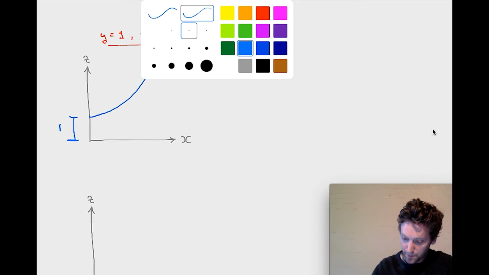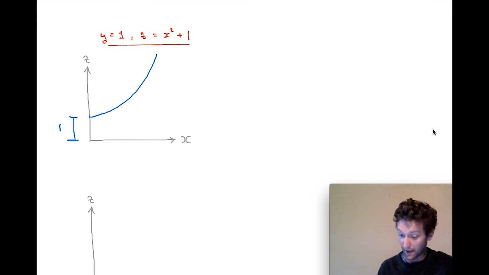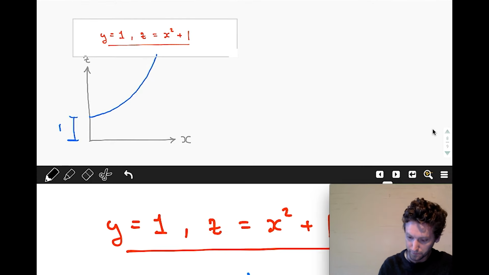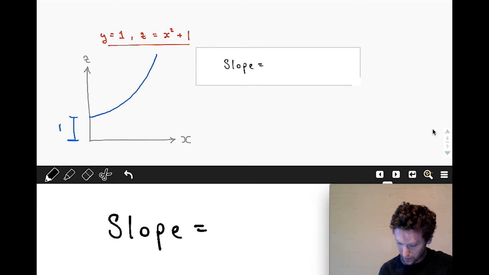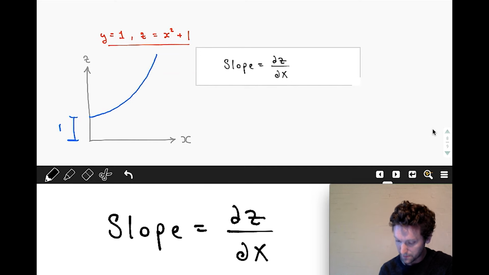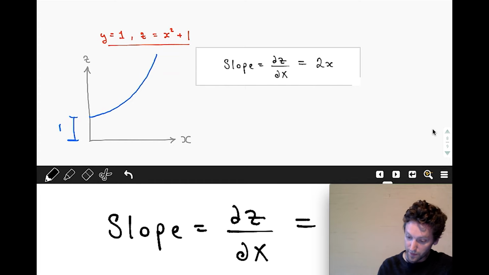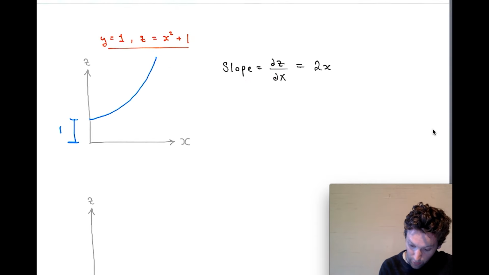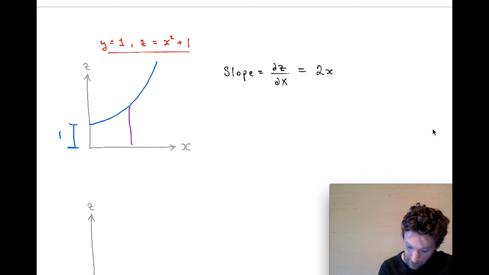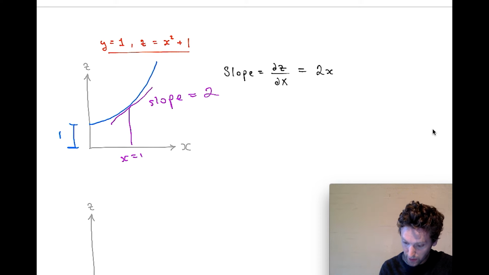And I can again calculate the slope of this function of x. So that's the derivative of z with respect to x. And z now is given by x squared plus 1. The derivative of that is 2x. So you see that the derivative is exactly the same. Again, I can ask what is the slope at a particular point. x is equal to 1. Substituting it into that expression gives me slope equals to 2 times 1 is 2.